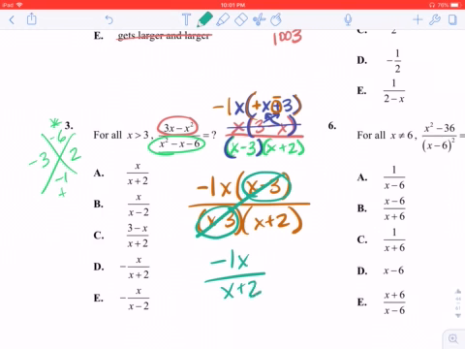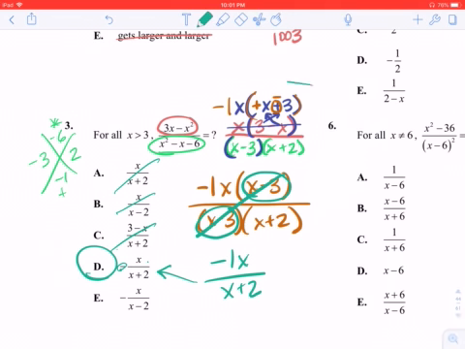I'm going to look for a similar one. This one's not negative. That one's not negative. This one's not that. I see, okay, this one could work. I have a negative there. I have 1x on top. I have x plus 2. So I see that that would be my correct answer there.